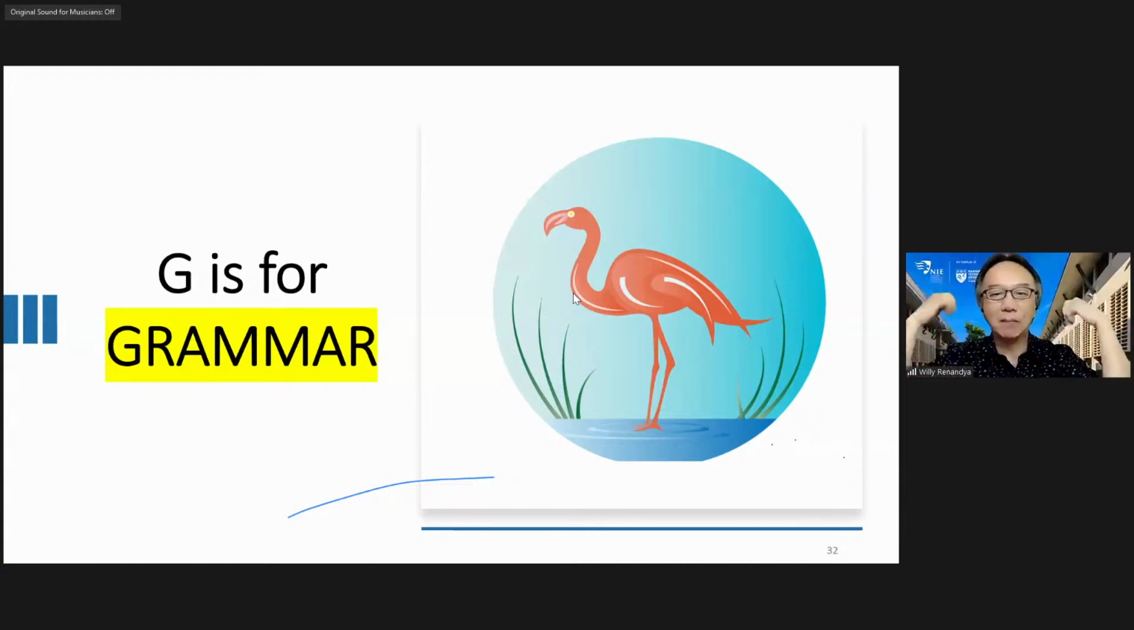Let's try to remember the first 5 letters of the word flamingos together. The first one is Fluency. L is for Lexis. A is for amount and intensity. M is for motivation. The last one, I is for input.